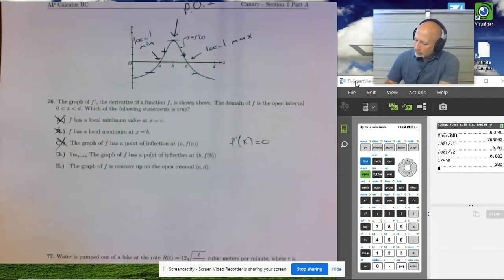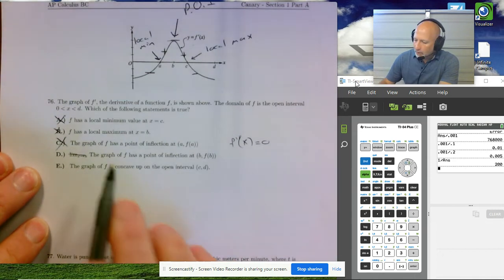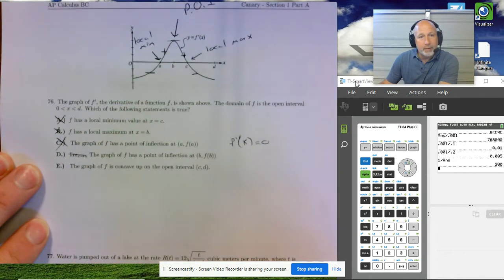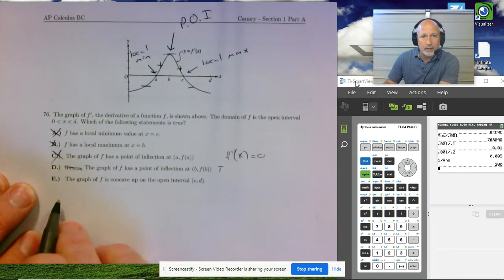So I didn't think this is supposed to be here. I'll have to cross that off. Okay, so the graph of f has a point of inflection at b, f of b. We just talked about that. That is true. Okay, you plug in the value b, you're going to get out b prime. So this looks like it's true. Let's just go through E to make sure.